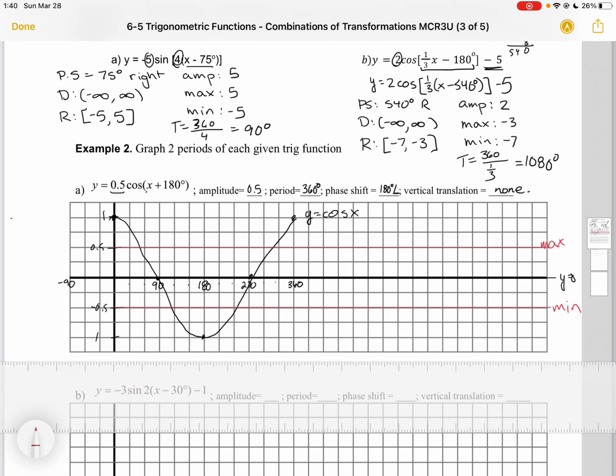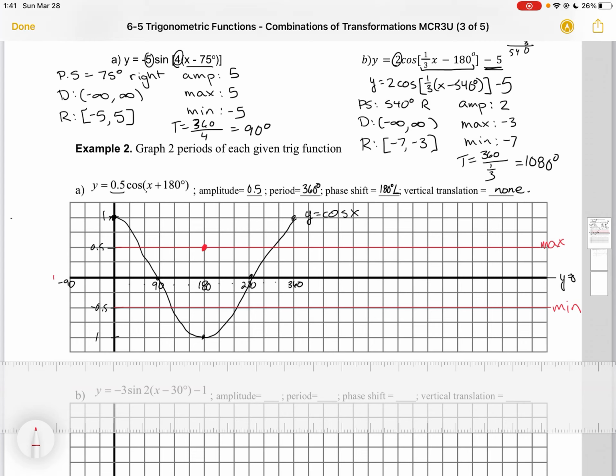Max and my min. And what I'm going to know is that my end point is now 180 degrees to the left. So I'm going to put this point right here instead, right? So I'm finishing at a maximum, which is true for cosine, but I've shifted it 360 or 180 degrees to the left, okay? I'm going to do the same thing now for my other points.